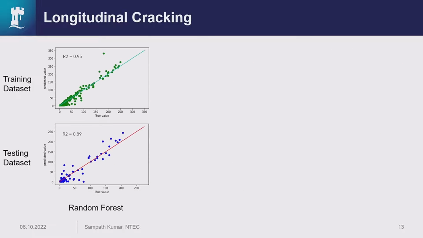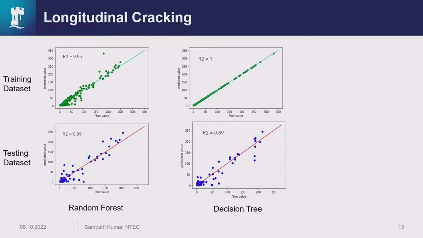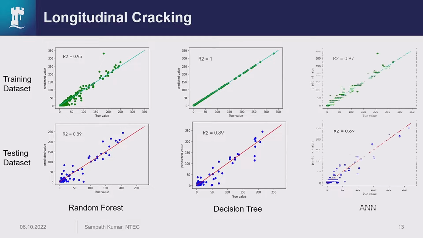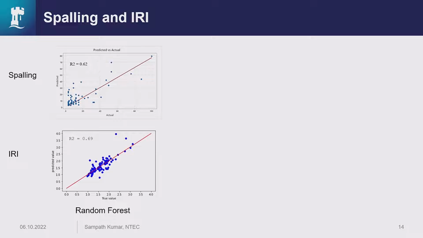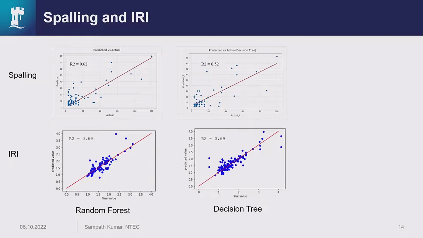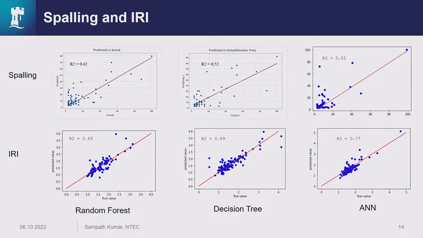Similarly, we have some results for longitudinal cracking, which is almost around 0.89 for the testing data set. The testing data set is more important than training, because this is what we use to validate our model. Similarly, we have it for spalling and IRI. I'm just showing the testing data set. Of course, the results are not so good, but I'm still showing them, as we are trying to improve these models by adding more feature variables.